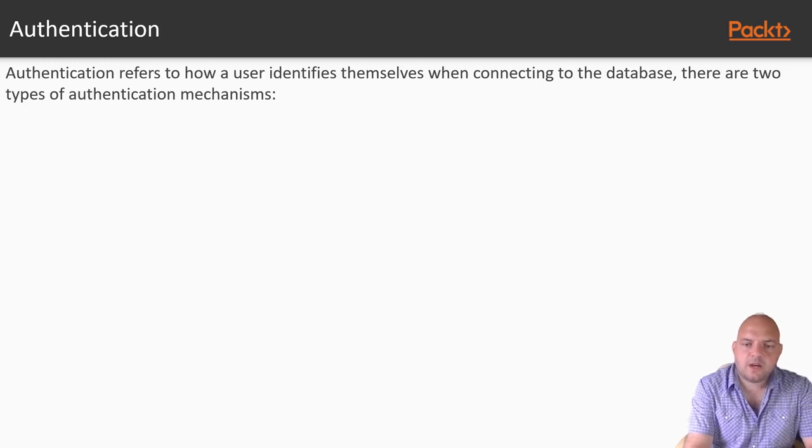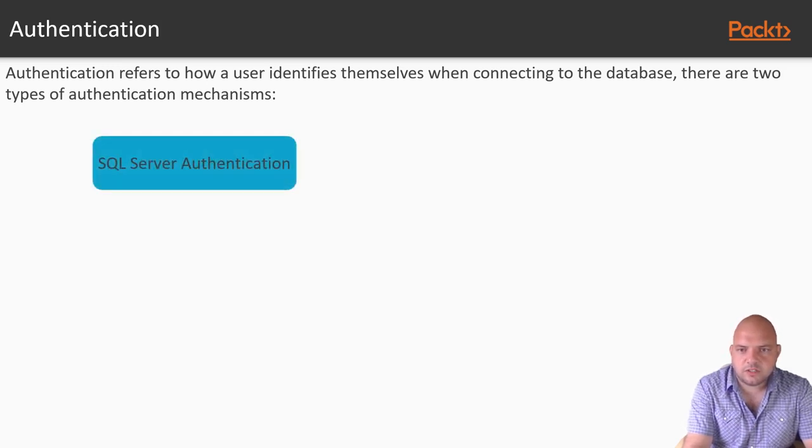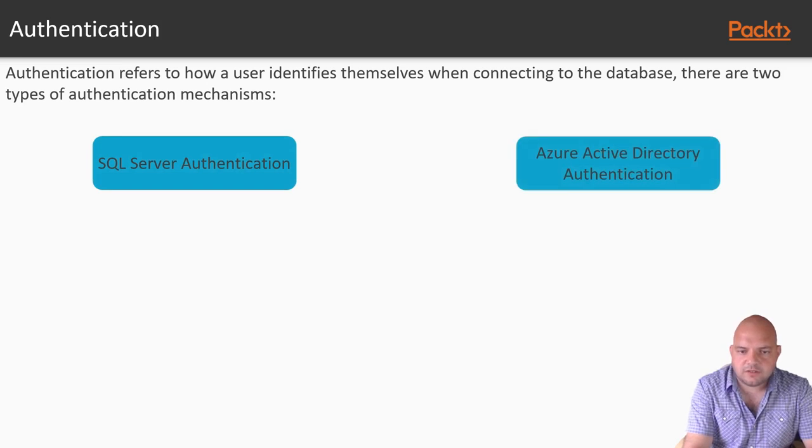Authentication refers to how a user identifies themselves when connecting to the database. There are two types of authentication mechanisms: SQL Server authentication and Azure Active Directory authentication. So you can see here on the slide we've got SQL Server, we've got Azure Active Directory.